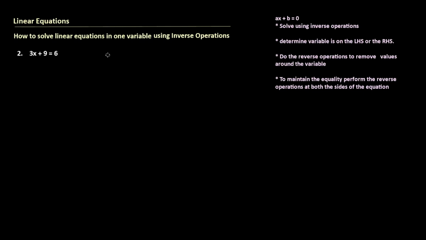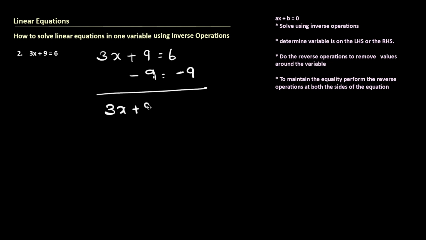That means our solution is true. Now let's see how to solve our second equation: 3x plus 9 equals 6. Here we are going to eliminate plus 9 from this equation. So we are going to subtract 9 from both sides of the equation. That makes our equation 3x plus 9 minus 9 equals 6 minus 9.